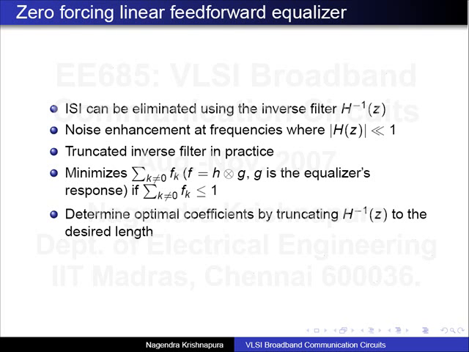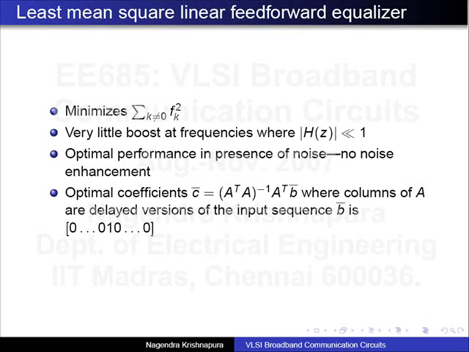The problem with this is noise enhancement. Now there is also another way of determining the equalizer coefficients. In this case, you minimize the sum of f square, where f is the combined response of the equalizer and the channel. So whatever is other than the cursor, you try to minimize the energy of that. Now what happens in this case is, if there is very little signal transmission at a particular frequency, this doesn't try to invert it. It doesn't try to boost it. That's why this performs more optimally in the presence of noise compared to the zero forcing equalizer.